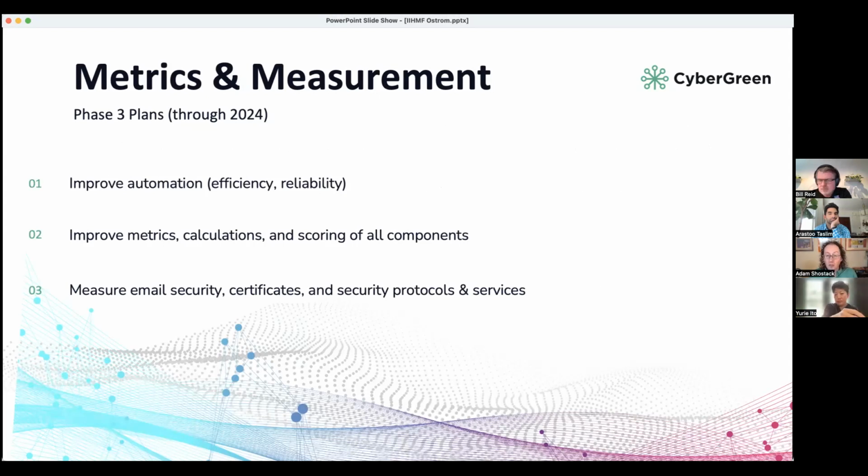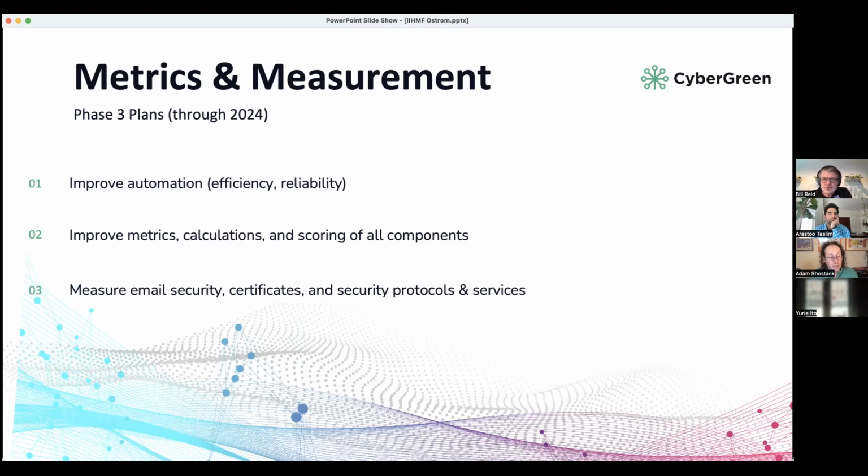So email security, we're going to look at things like use of TLS and STARTTLS. We're going to look at things like SPF and DKIM. We're going to look at the certificates that are actually deployed, looking at things like cryptographic algorithms that are allowed, looking at things like key length. We're going to look at security protocols, including versions of things like TLS and SSH that are internet accessible.